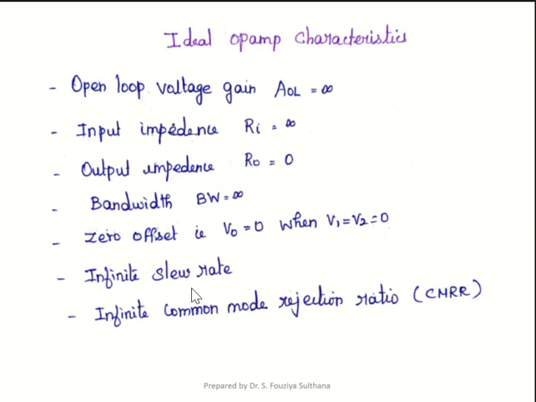Slew rate is nothing but how fast an op-amp is able to reach its final value. Its unit is volt per microsecond. So the time value should be equal to 0 for the ideal case. So the slew rate should be equal to infinite for the ideal case. Common mode rejection ratio is nothing but how well the op-amp is able to reject the common voltages. It should be infinite for the ideal case.